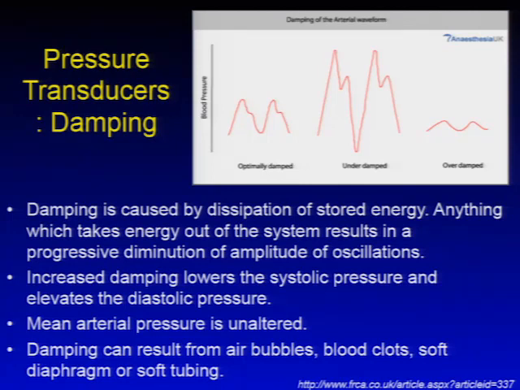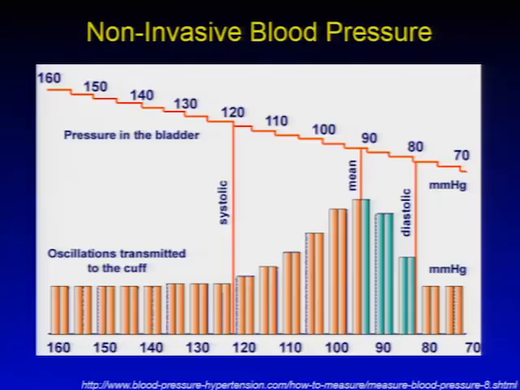Underdamping causes the higher spiking of the arterial pressure. However, if you have too much damping, overdamping, then you can see a decrease of the systolic blood pressure and also an elevation of the diastolic blood pressure. The important part is that no matter what kind of damping condition, the mean arterial pressure is unaltered. Overdamping or damping can result from an air bubble, blood clot, soft diaphragm, or soft tubing in your system.